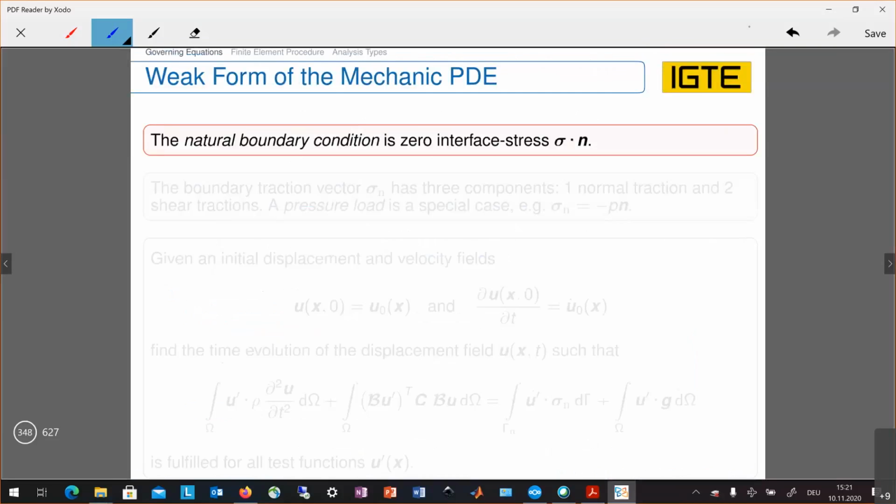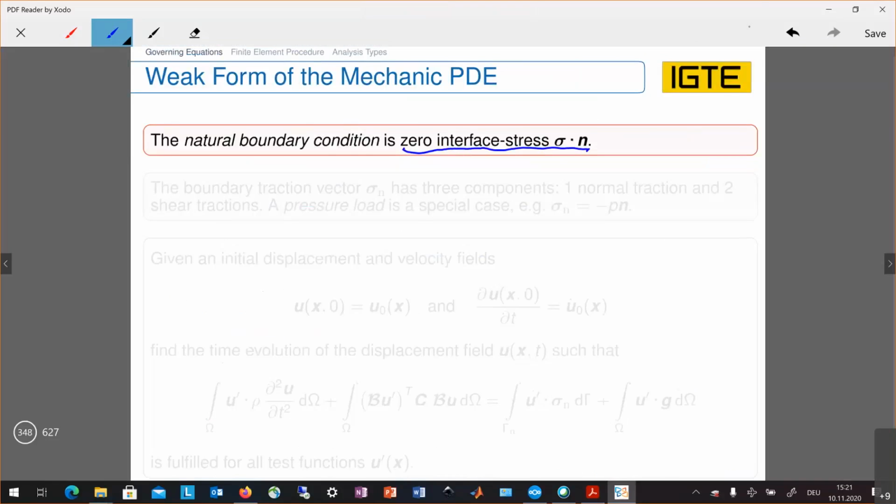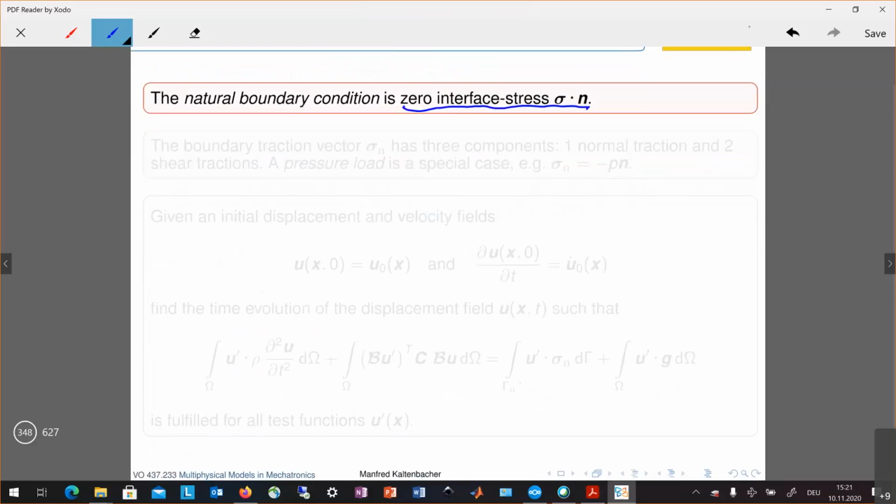Okay, so the natural boundary condition would be clearly a 0 interface stress, so that this part is 0, which means at this part of the surface, the body can freely vibrate and there are no constraints on it, no fixing of this part, and then this part of the surface integral will just vanish.